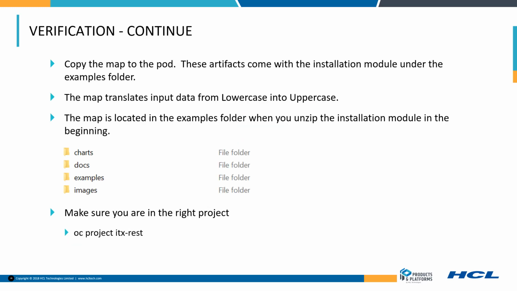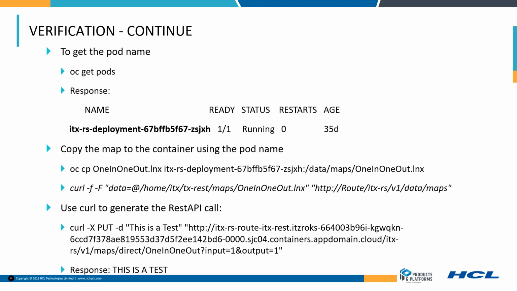The next step is to see if you can run a map there. Locate the map in the folder you unzipped from the installation module. Copy it to your Linux server. To start with, make sure we're in the right project. In order to copy the map to the container, one way is to use the oc command. The other is to use the API supplied by ITX, as you see in the second line using curl. In this case, we'll be using the first, the oc command.